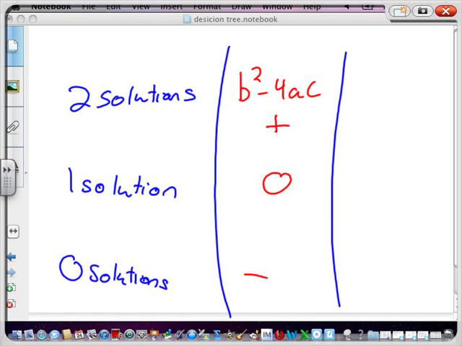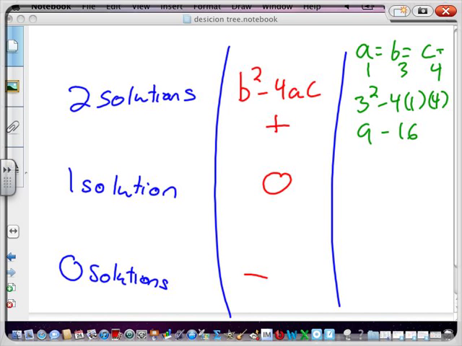All right, let's see. Two solutions. So I'm going to pick an A, a B, and a C. All right, I'm going to say my A is 1, my B is 3, and my C is 4, all positive, and we'll see what happens. Okay? And maybe we'll have to move this to a different one, so let's figure it out. So we've got 3 squared minus 4 times A times C. What's 3 squared? Okay. 4 times 1 is 4. 4 times 4 is 16. 9 minus 16 gives me a negative 7.